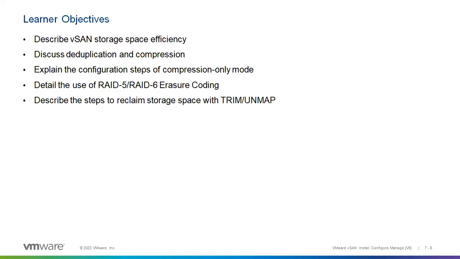So what are the key objectives? First, we will talk about vSAN storage efficiency. Discuss dedupe and compression and the steps: how do we configure compression only mode, or dedupe and compression, or dedupe only? Then more detail on RAID 5 and RAID 6 as erasure coding, and describe reclaiming storage space, which we refer to as TRIM or UNMAP technology. Reclamation is something like, if we have over-provisioned, how can we reclaim.